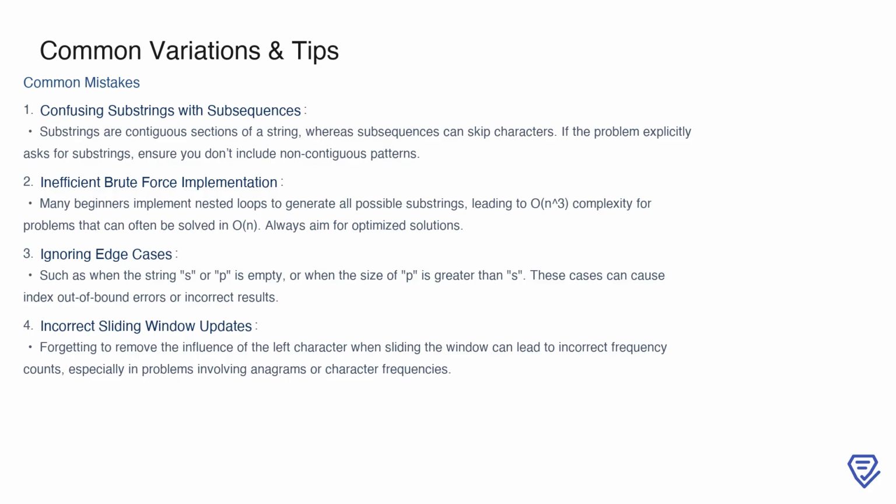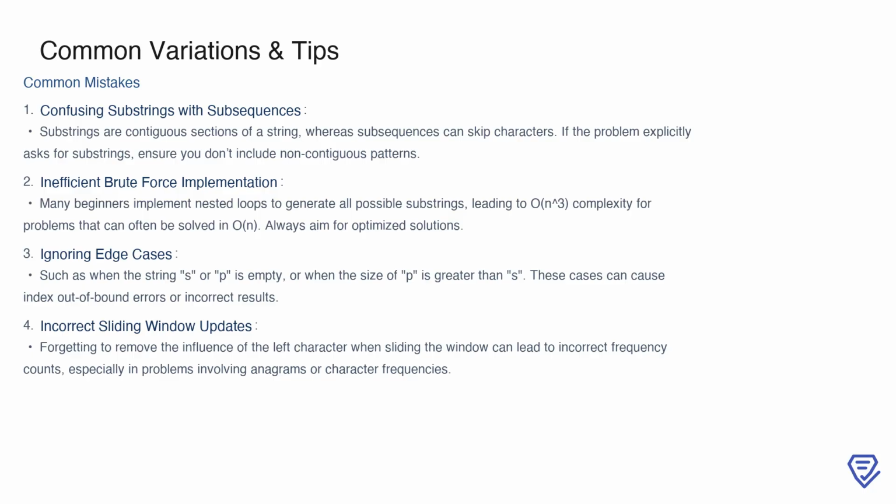When solving substring problems, it's important to avoid some common pitfalls. First, understand the difference between substrings and subsequences. Substrings are continuous segments of a string, while subsequences can skip characters. If a problem specifically asks for substrings, including non-contiguous patterns as a solution will lead to incorrect results. Next, brute force implementations are a frequent mistake, where nested loops are used to generate all possible substrings, resulting in O(n³) time complexity. This approach is usually unnecessary, as many of these problems have optimized solutions with O(n) complexity.